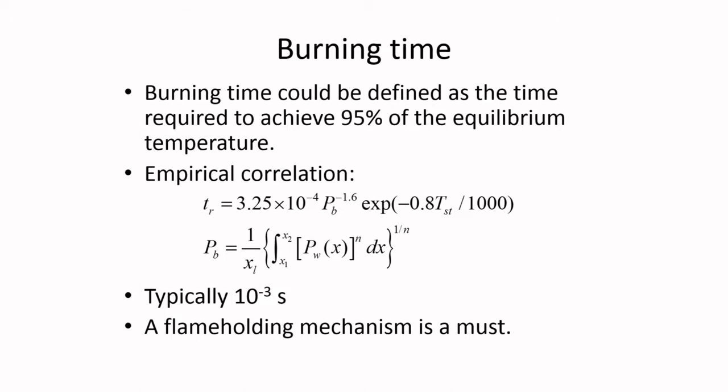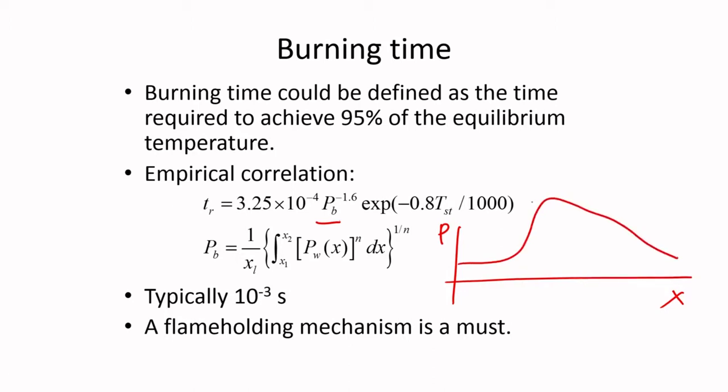Now, that was just ignition delay time. For burning time, there are empirical correlations with which one could estimate it. This comes from the paper by Mitani, where he defined the burning time as the time required to achieve 95% of the equilibrium temperature. The empirical correlations suggest that it is dependent on pressure, but in a scramjet engine the pressure varies. So if you plot the distance versus pressure in a scramjet engine, you will see the pressure varies like this, whereas this is the point of the fuel injection.